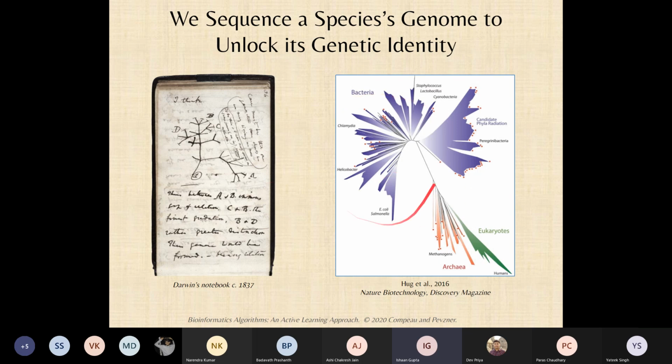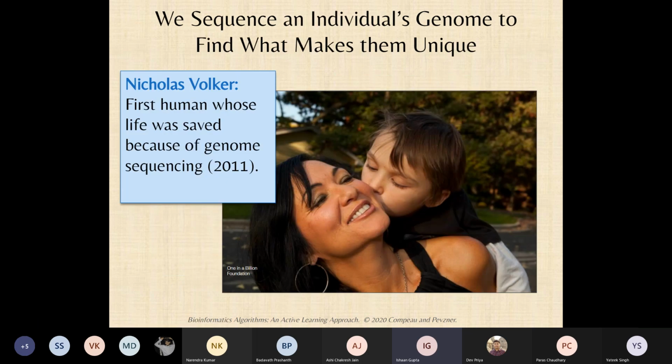And this is how, after you have sequenced the genomes of lots of different organisms, they look and relate to each other. So you would like to sequence the genome to basically unlock the genetic identity and place an organism in the context of all the other living organisms in the world. The other thing that you can also achieve by sequencing the genome is to actually save lives of people who suffer from rare disorders.